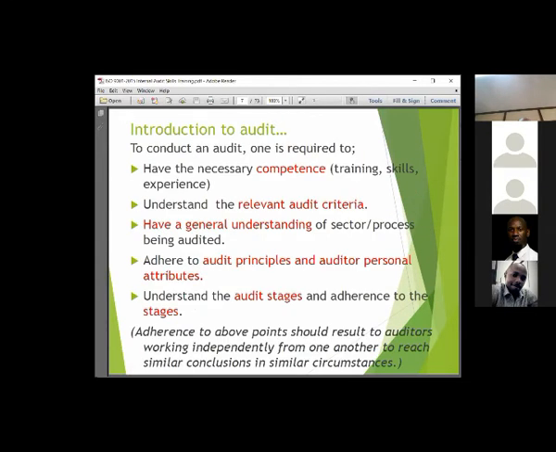To conduct an audit, one is required to have the necessary competence, yes, for you to become an auditor. And that is what we hope you to attain by the end of these 2 days.